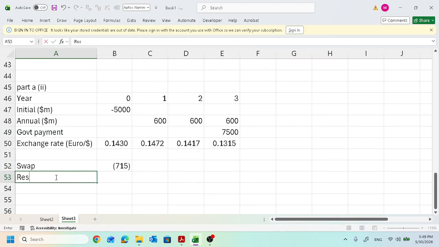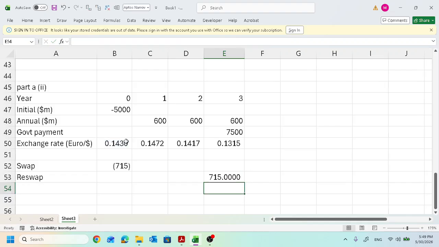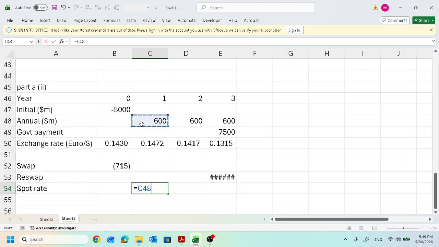Reswap. Out of this 7,500, only 5,000 will be covered in the reswap, right? So let me take 5,000 multiplied by today's exchange rate. Reswap happens at today's rate, at the spot rate. See, this 600 is not covered in the hedging. Only the initial amount, 5,000, is covered. So this 6,000 will be at whatever the spot rate.